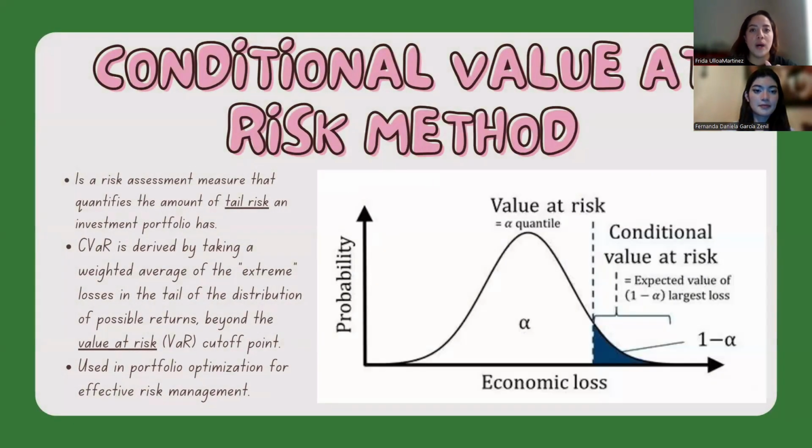As well, we have to know what the conditional value at risk method is. This is a risk assessment measure that quantifies the amount of tail risk in an investment portfolio. The CVaR is derived by taking a weighted average of extreme losses in the tail of the distribution of possible returns beyond the value at risk. It is used in portfolio optimization for effective risk management. So we aim to have lower risk but maximize the returns.